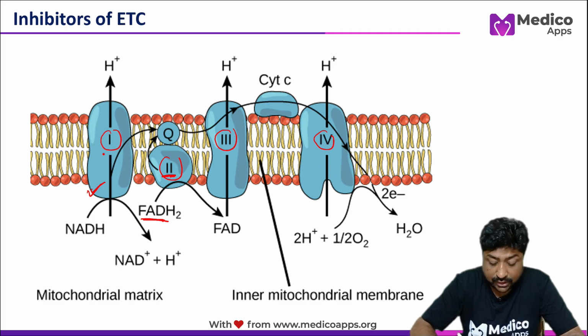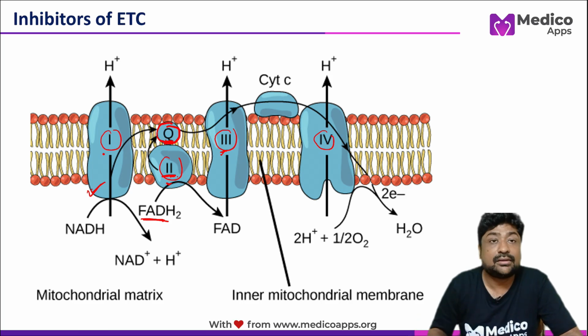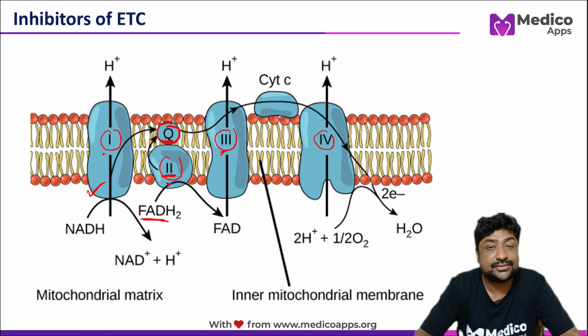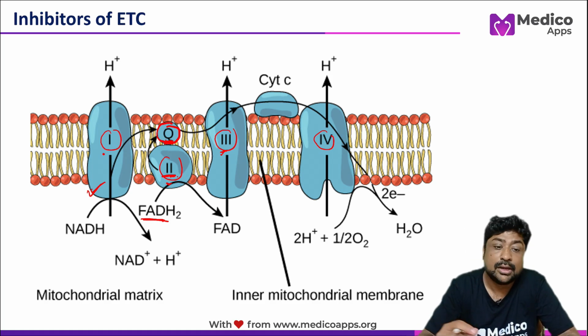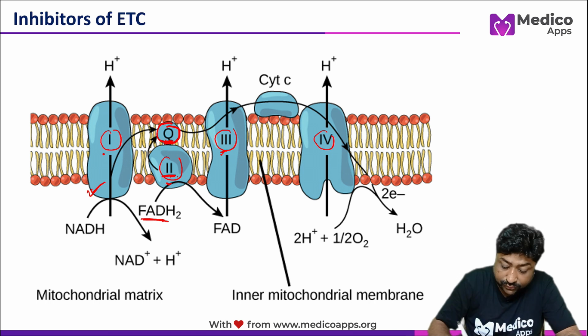Now we know that from complex 1, with the help of coenzyme Q, the hydrogen ions are transferred to the second complex. Again from the second complex, it is transferred to complex 3, again using coenzyme Q. From 3 to 4, it is moved using cytochrome C. Let's look at the names of these complexes, because as we have seen many times, in the options they will not give complex 1, 2, 3, 4, but they can also give you the names of these complexes.